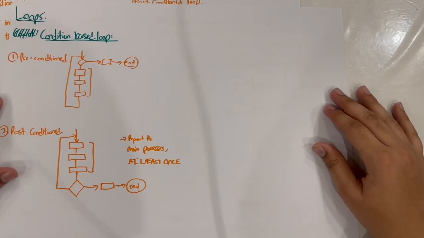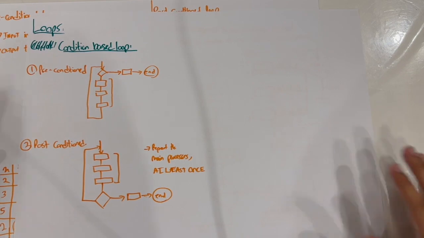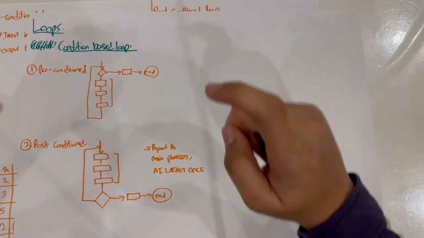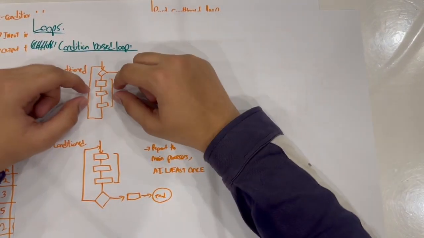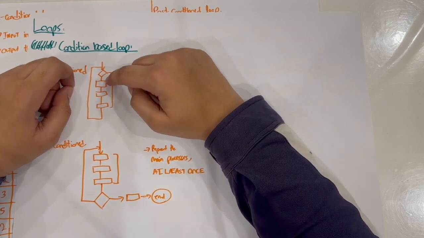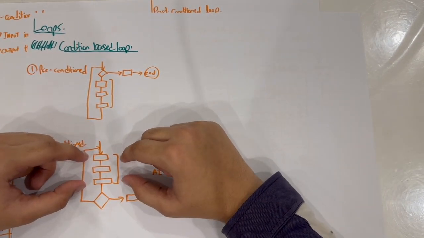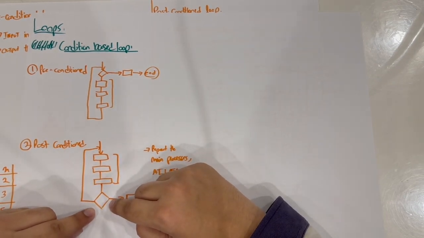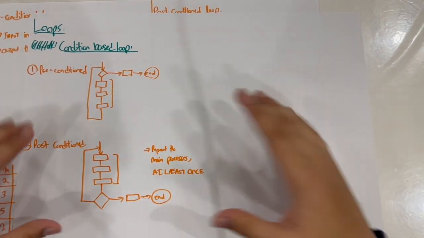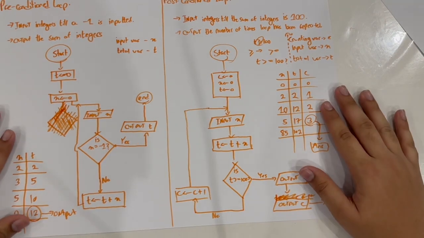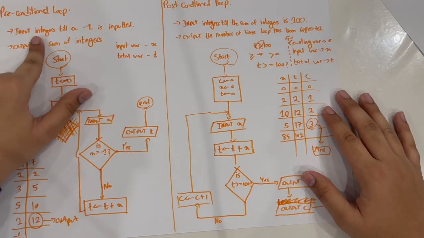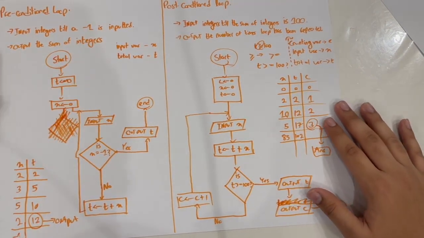In condition-based loops, we have two types, one pre and one post. In the pre, we have the condition first, then the main process, and then it comes back and checks the condition first. But in here, we have the main process first, then the condition. So it's different for different scenarios. But here, you see the input integer is still processed until -1 is inputted.